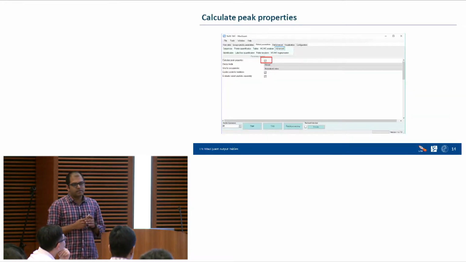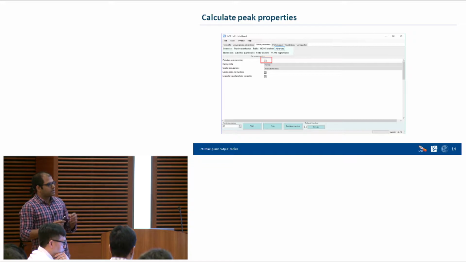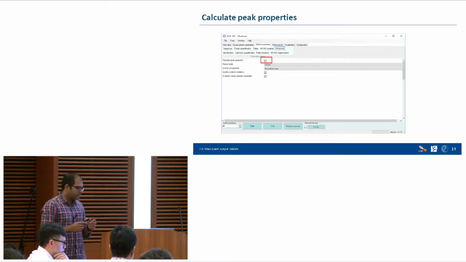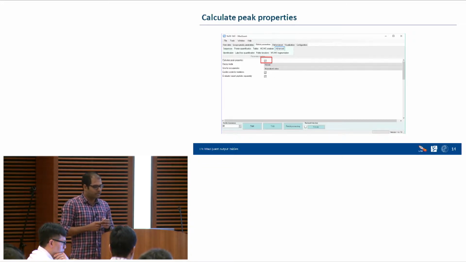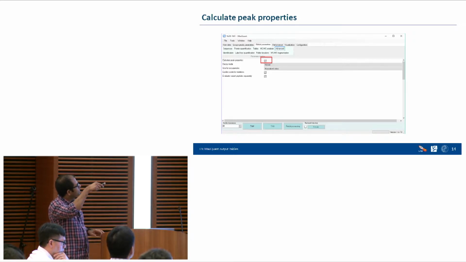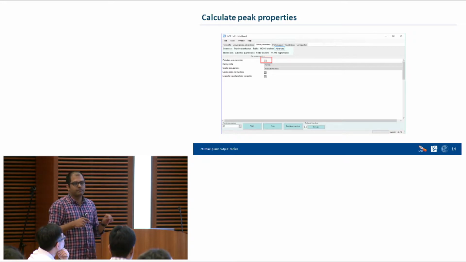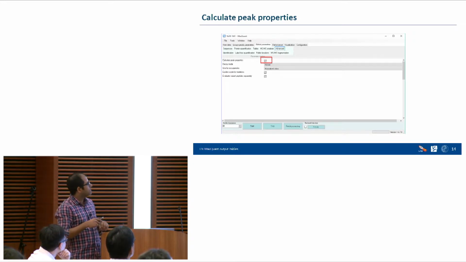Some of the tables, actually some of the columns, especially the features that Nikolai was mentioning in the morning, will only come up if you select this option. This is called calculate peak properties, and if it is ticked, if it's selected, that's an additional step in the processing, and then you get all these values in the tables.